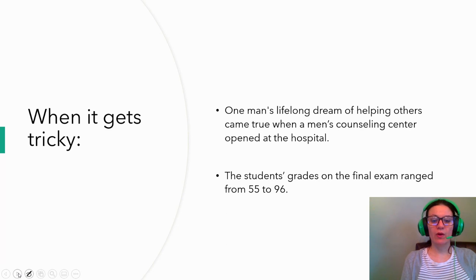When it gets tricky. One man's lifelong dream of helping others came true when a men's counseling center opened at the hospital. Men is a group. That group, it's apostrophe S, making it plural, for the group of people. The students' grades on the final exam range from 55 to 96. Students is already plural and ending in S, so it's just apostrophe.